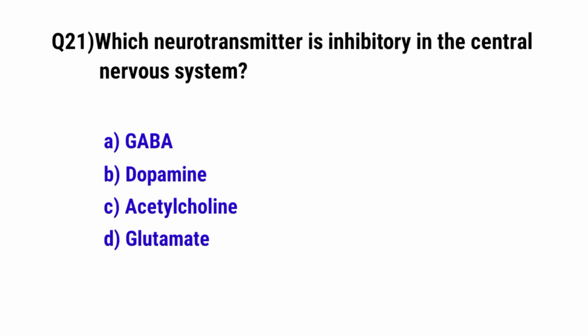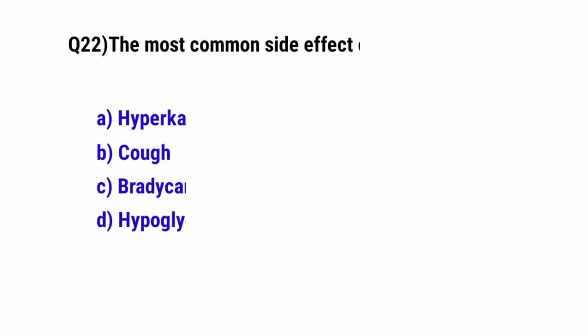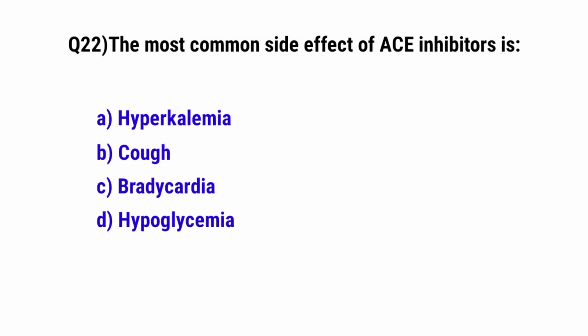Question number 21. Which neurotransmitter is inhibitory in the central nervous system? The correct option is A. GABA. Question number 22. The most common side effect of ACE inhibitors is? The correct option is B. Cough.